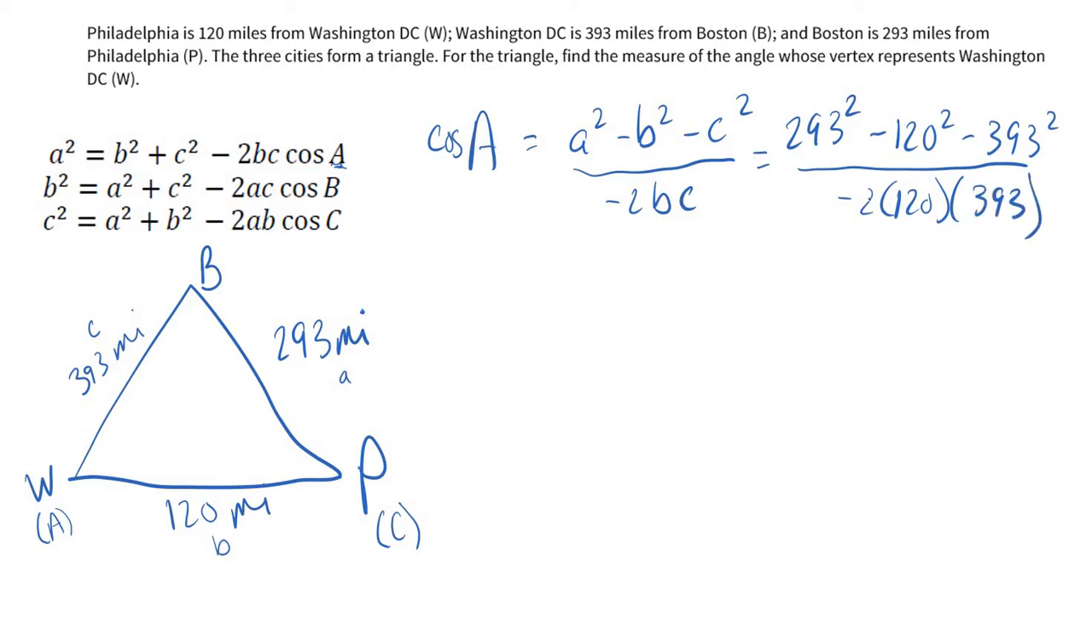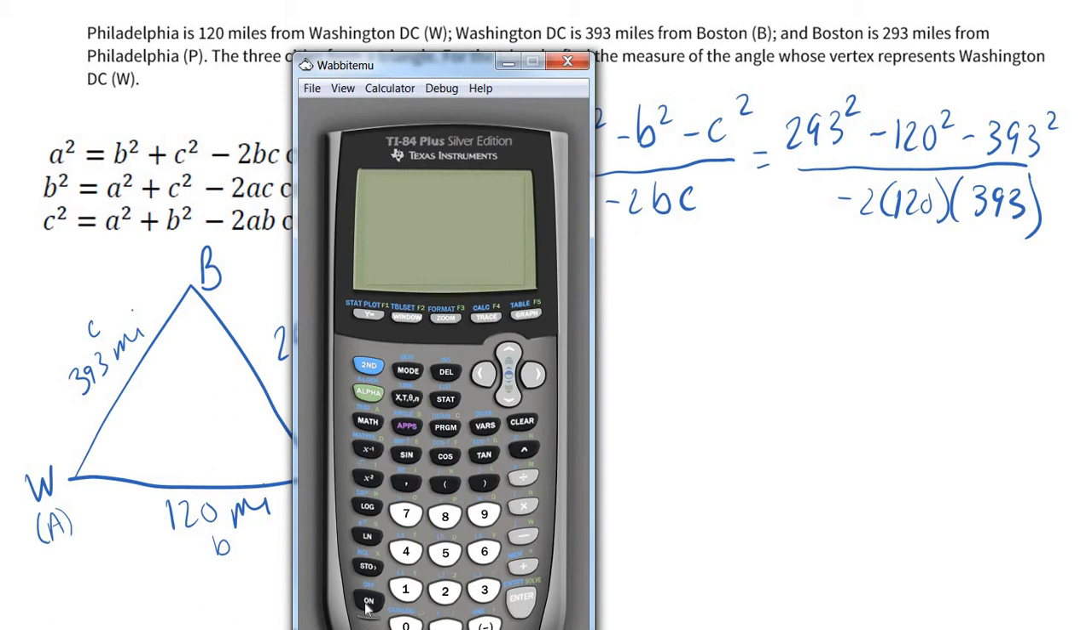Okay, let's go plug that all in my calculator. Again, I'd encourage you to do this on your own as well. I'm going to bring my calculator up here. So let's plug it in. So we've got 293 squared minus 120 squared minus 393 squared. I'm just going to hit enter there. And we're going to divide that by negative 2 times 120 times 393. Okay, that gives us a number here.